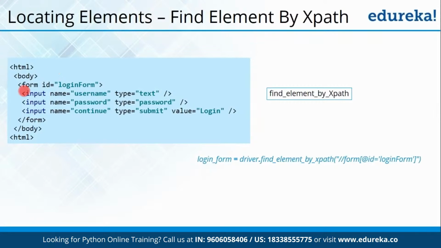For instance, consider the page source that is there in front of your screen. Now over here, the form element with attribute named ID and the value login form. If I want to locate that, what I'm going to use is login_form = driver.find_element_by_xpath, and this is the path for that particular login form. So this is how you can find the element by XPath. You don't need to worry much about this XPath because I'm going to explain XPath when I'm showing you a practical example of that. So let's move forward and see what are the other ways.